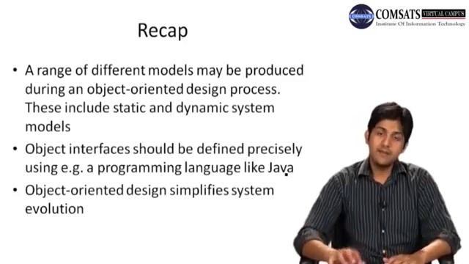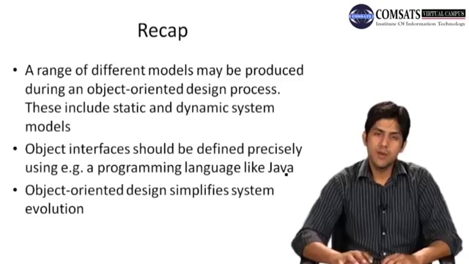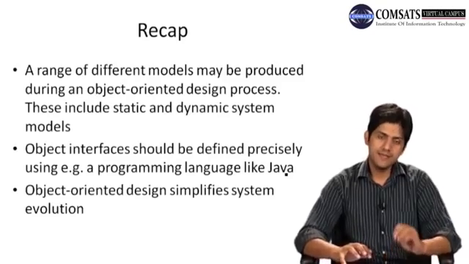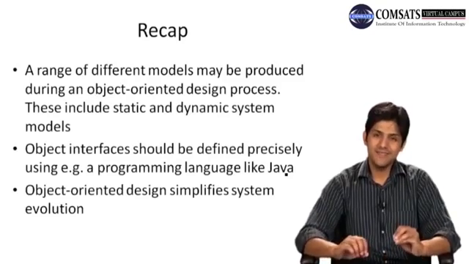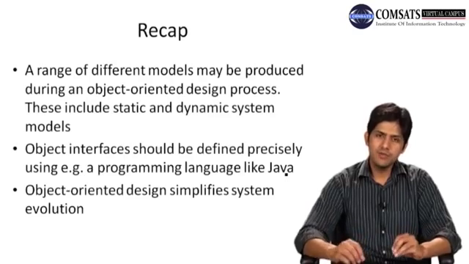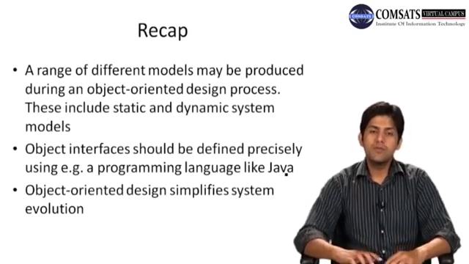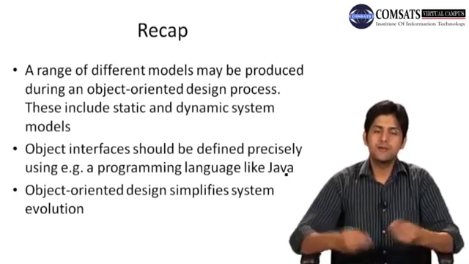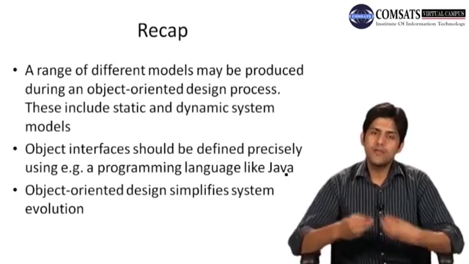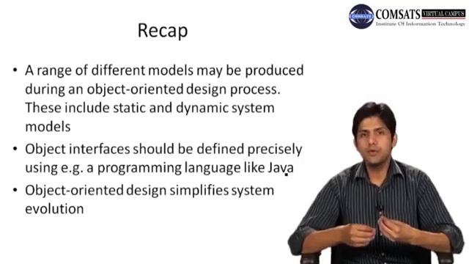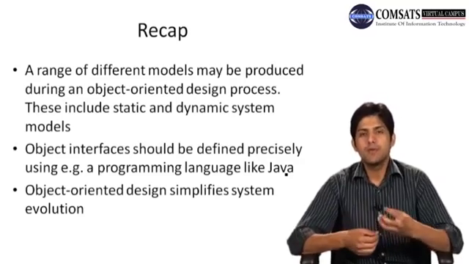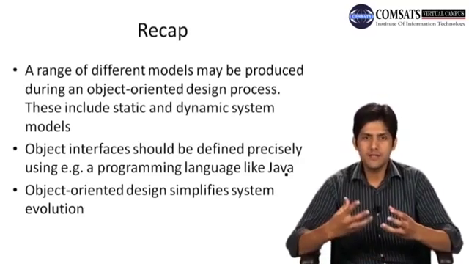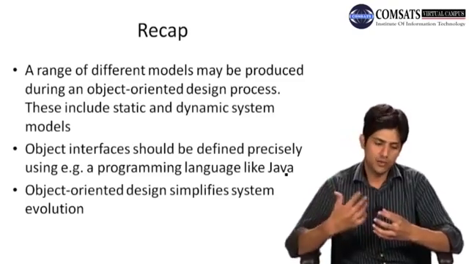Another thing that we covered in the last lecture is that object interfaces should be defined precisely. The reason they should be defined precisely is because we want to control the communication to our object from the outside world. That is one of the design principles that we covered: we want to hide the information, and we want to control the interfaces that our objects provide to the outside world.